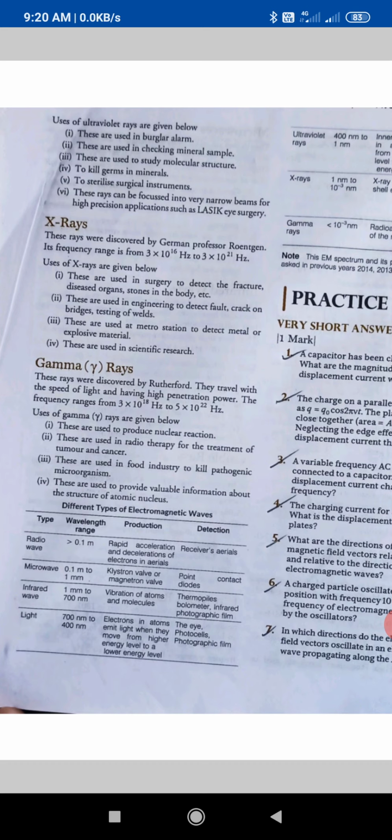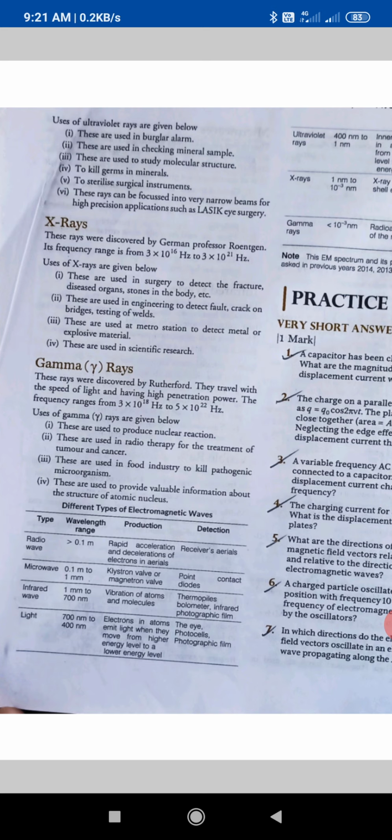Uses of ultraviolet rays. These are used in burglar alarms. These are used in checking mineral samples, to kill germs in minerals, and to sterilize surgical instruments.